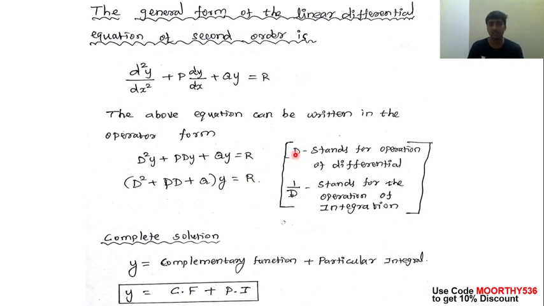Here D, the differential operator, stands for differentiation, and 1 divided by D stands for the integration of the given differential equation. The complete solution y is equal to complementary function plus particular integral. The complementary function is the solution for the RHS being zero of the given differential equation. The particular integral is the solution for the RHS of the given differential equation. Particular integral plus complementary function is the complete solution for the differential equation.